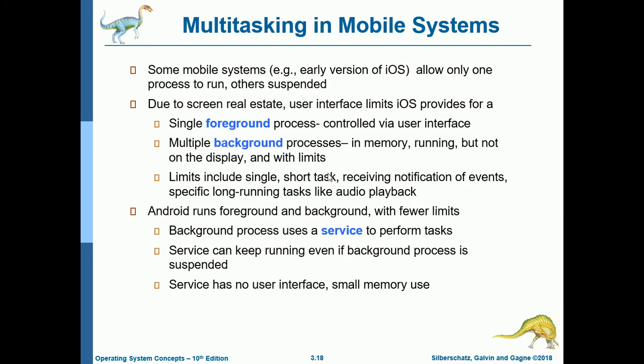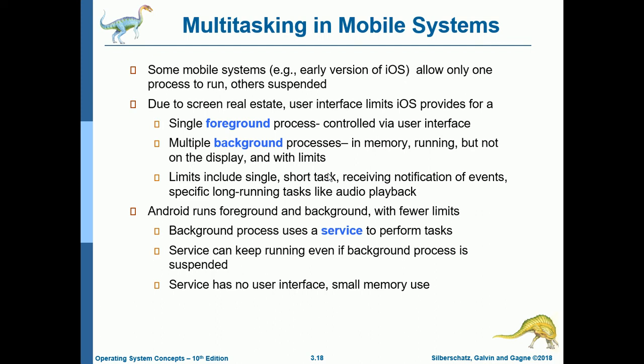Okay, next we have multitasking and mobile systems. Some mobile systems, such as early versions of iOS, allow only one process to run, and the others are suspended in the background. Due to screen real estate and user interface limits, iOS provides for a single foreground process controlled via the user interface. Then we have multiple background processes in memory, running but not on display, and with limits. Limits include a single short task, receiving notification of events, and a specific long-running task like audio playback.